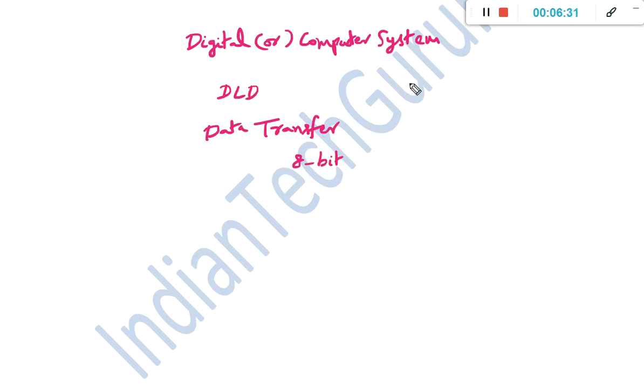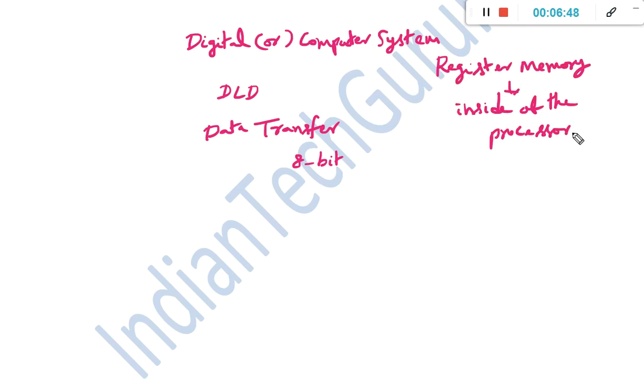So what is the fastest memory in a computer system? Register memory is the fastest memory in a computer system, as it resides inside of the processor. That is why it is the fastest of all the memories. So what are the other memories in a computer system? There is a main memory, which we generally name as RAM, or it may be called primary memory also.